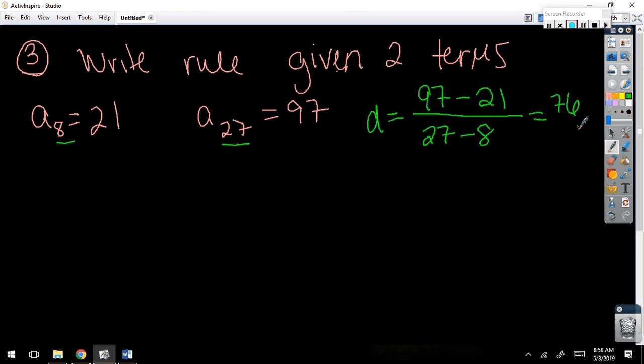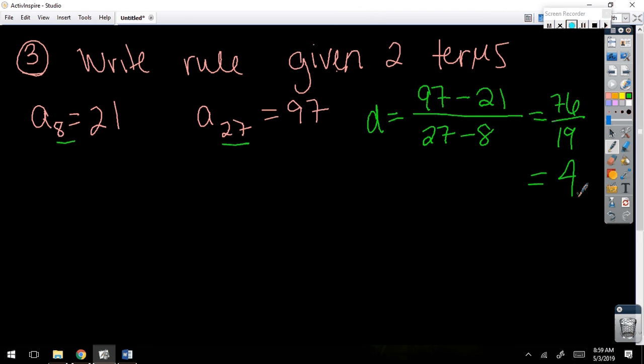A sub 8 is 20. What's it come out to be? What's your D come out to be? 27 minus 8. Oh my goodness. That's what I get for using an example out of the book. I was looking at it wrong. Okay, over what's this give you? 27 minus 19, which reduces down to 4.